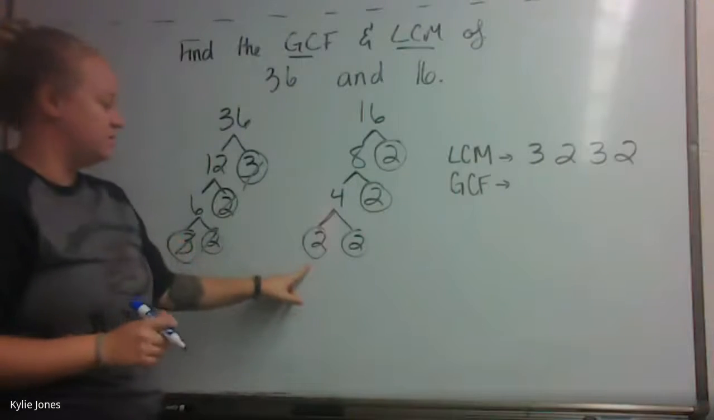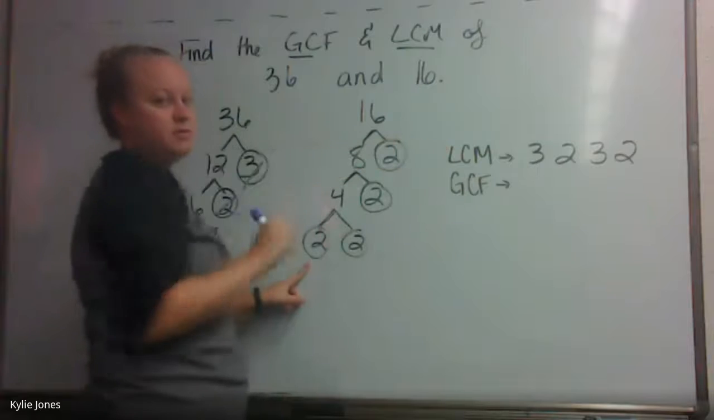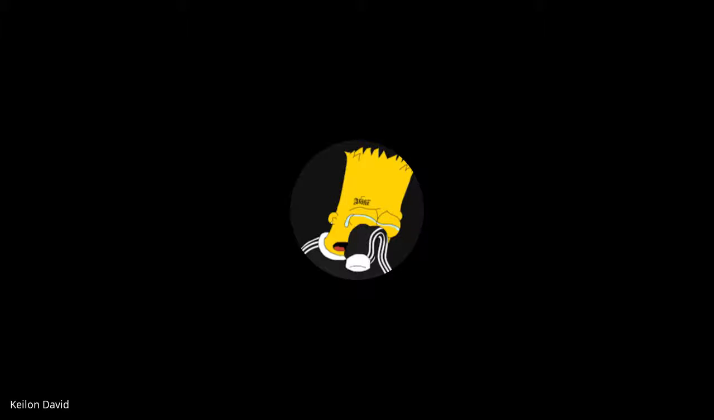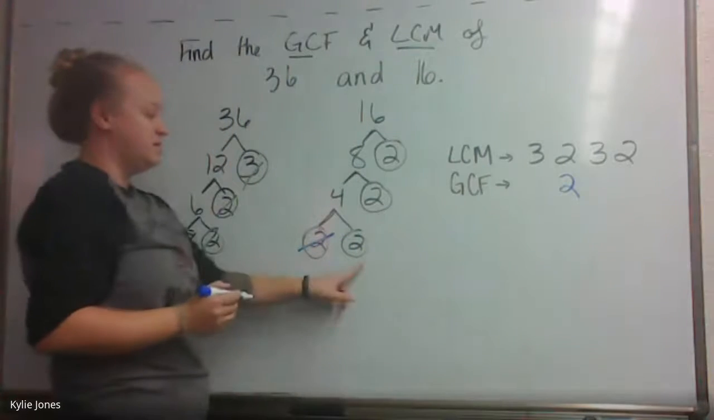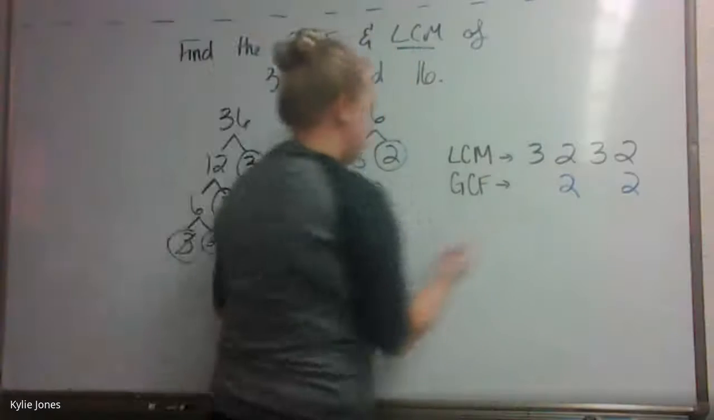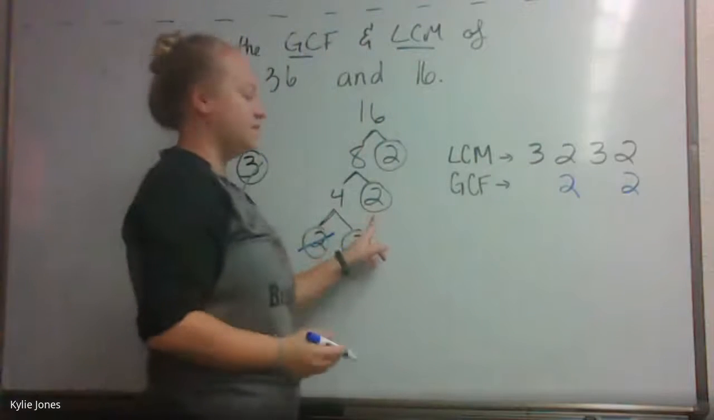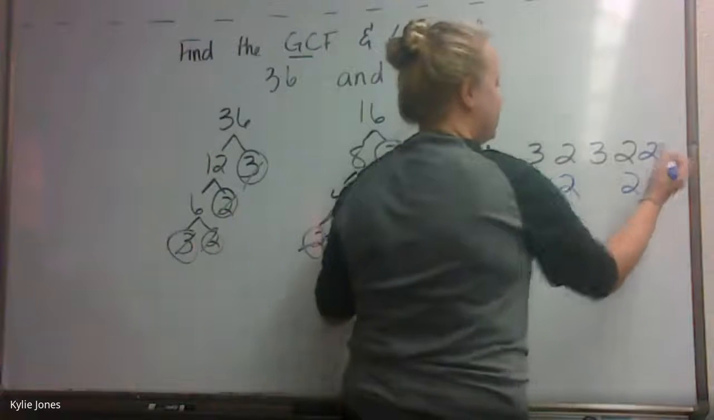Okay, now we need to do our matching. Is there a 2 to match with the top row? Yes, so we'll put that underneath this 2. So we've used that one. Is there another 2? Yes, we'll put that one right there. Cross that off. What about this one? No, so we'll put it in the top row.